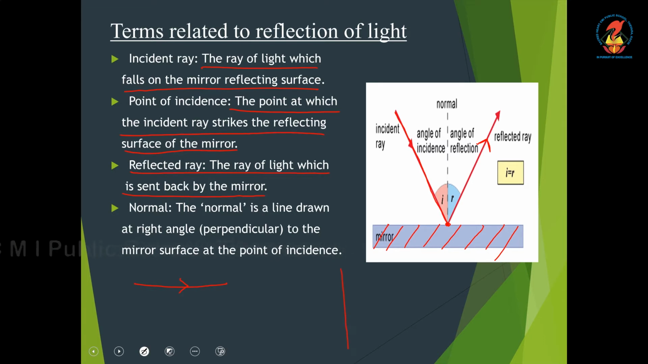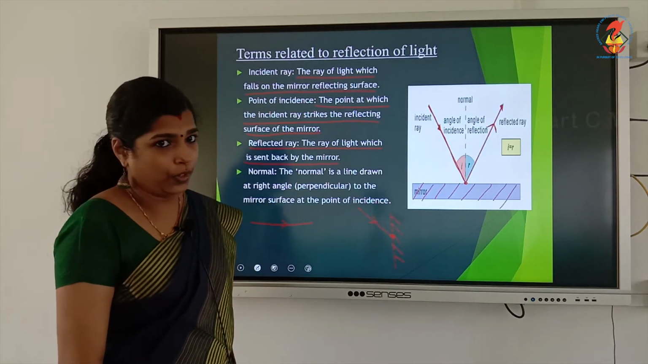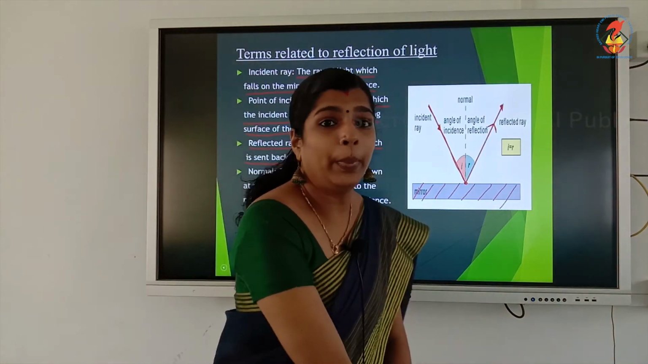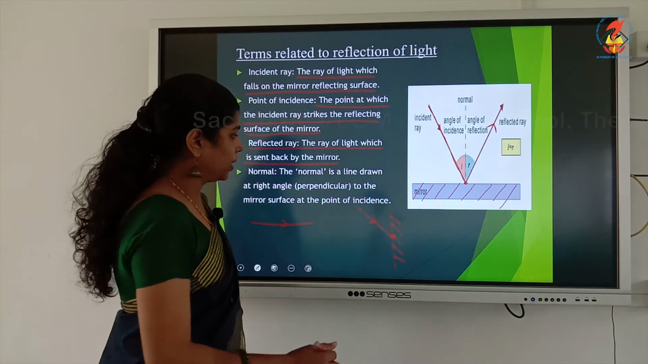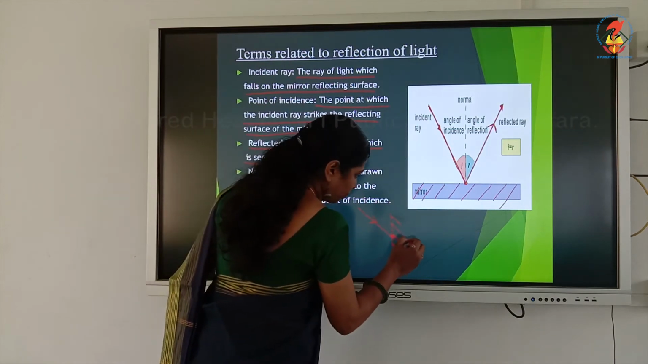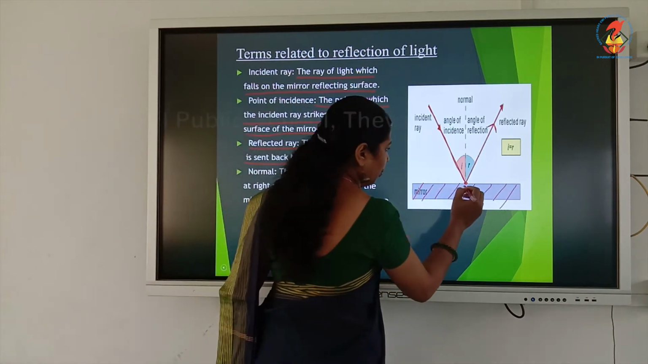Suppose I draw a mirror like this. This one is the incident ray. The point where the ray is incident on the mirror surface, or the point at which the incident ray meets the mirror's reflecting surface, is known as the point of incidence. Normally, we represent the point of incidence with the letter O.